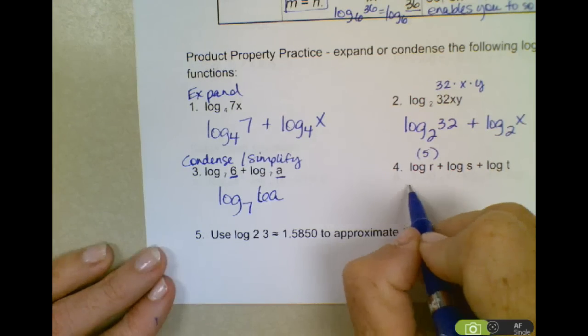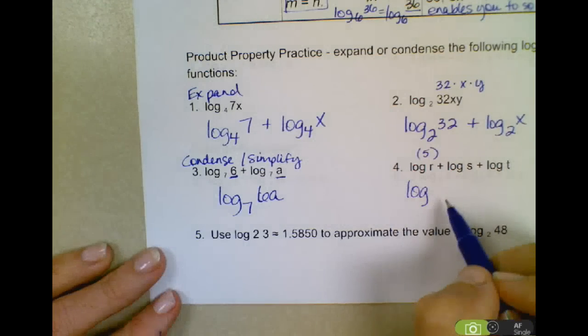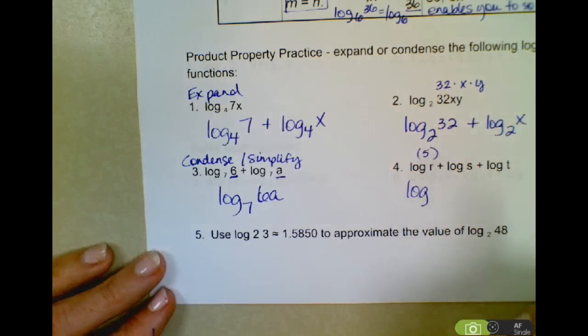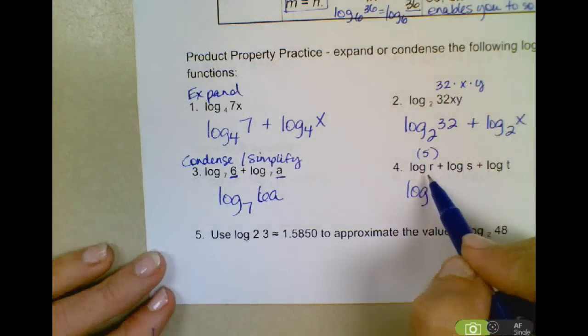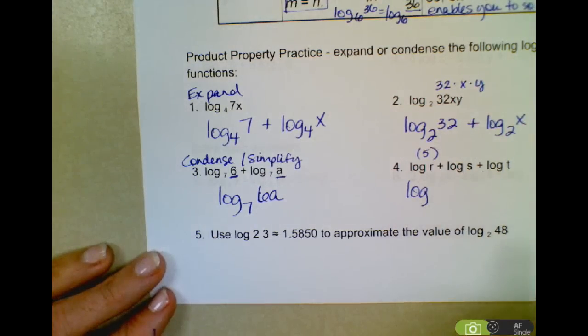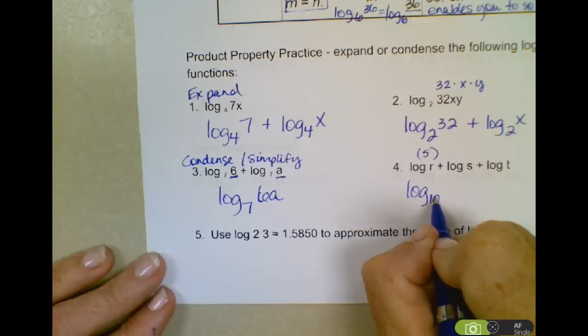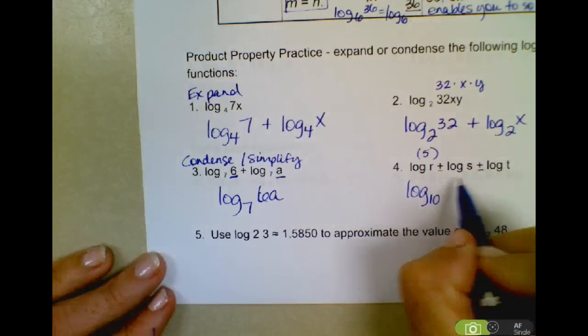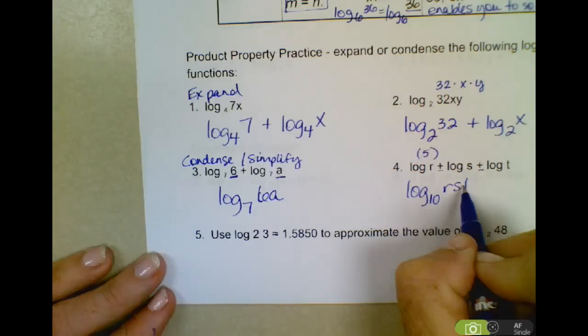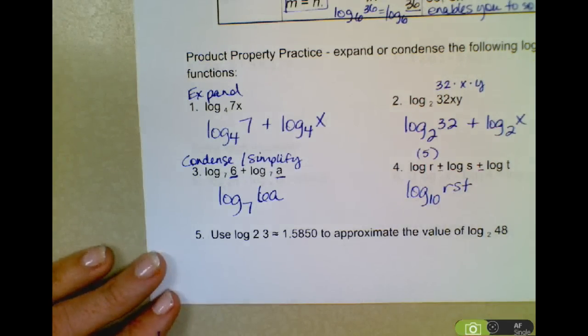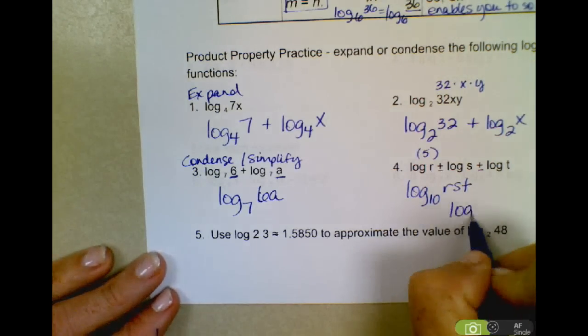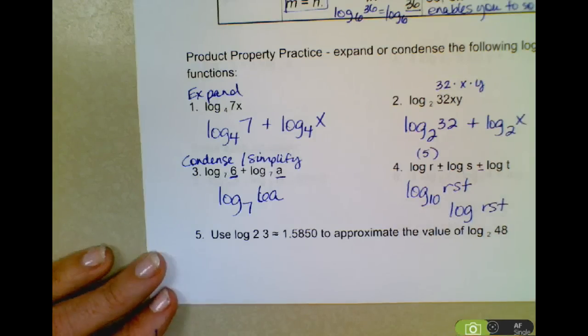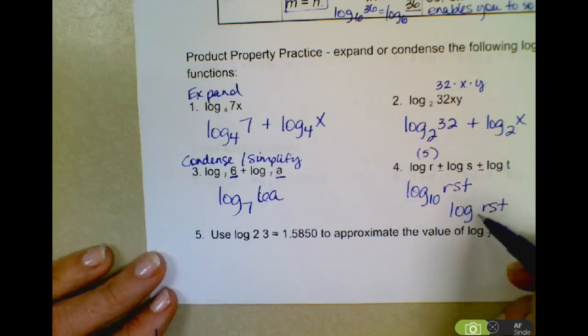Number 4, I get log, remind me again, if I don't have any base there, what number is that? That's right, it's a 10. Good. So if I have addition here, I'm going to have 3 things that I'm multiplying together. So it'll be log base 10 of RST. You can just write it as log RST. That's fine. Because we understand that to be a 10 even if we don't see one there.